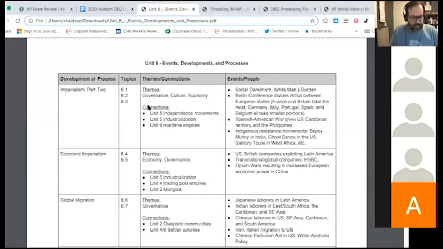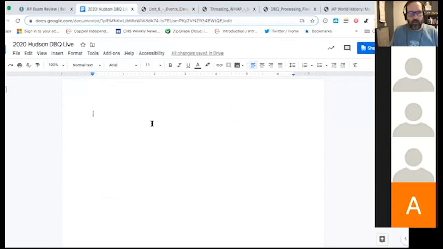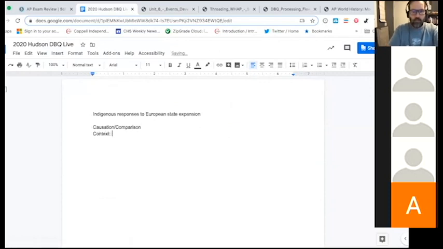Okay, so I've set myself up. I know what I want. This is indigenous responses to European state expansion, and I know it's causation or comparison. Context may be Unit 5 independence movements, or Unit 4 maritime empires.